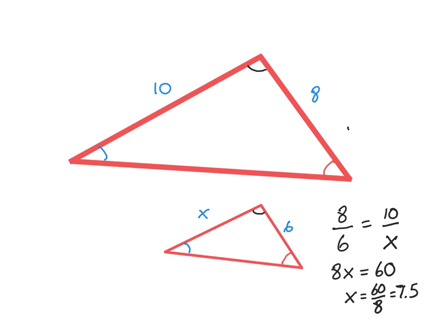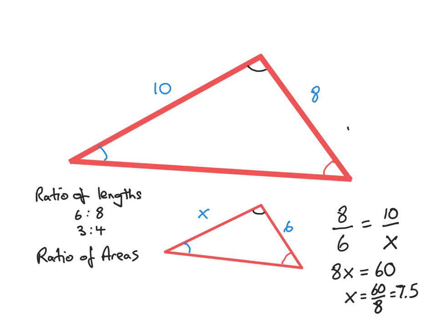Interestingly enough, the ratio of these two triangles, the ratio of length, is 6 to 8, which is 3 to 4 when it breaks down. The ratio of areas is going to be connected. It's going to be 3 squared to 4 squared, which is 9 to 16.